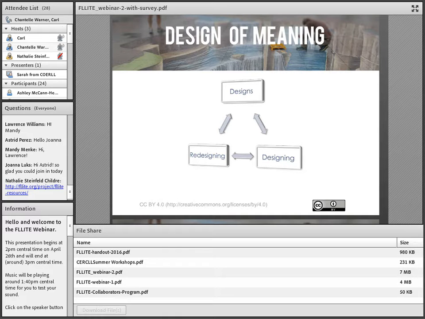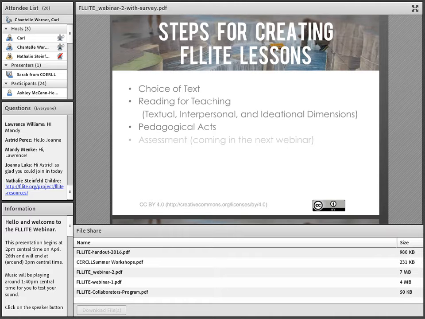So I'd like to move now from these more foundational principles of the FLLITE approach and to start to talk about those three steps for creating FLLITE lessons, which I mentioned at the very beginning of the webinar. You'll see here shadowed in gray a fourth important step in the process, and this is integrating assessment into your lessons. This topic will be the focus of its own webinar, the third in the series, which will appear next fall. So I won't be talking about that today, but it's definitely very much in our minds. Turning first to the choice of text.